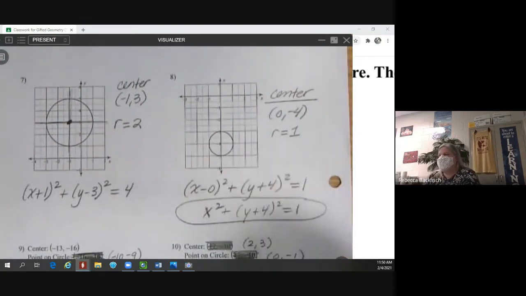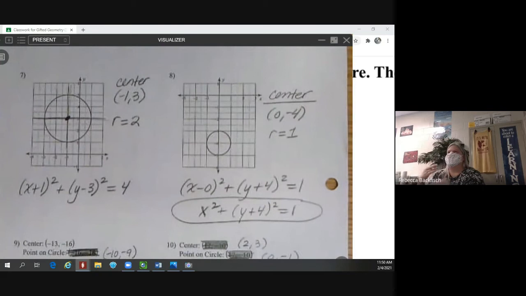Don't forget, sometimes, and I think this is one of those not misunderstanding, but just not thinking, people will square 1 and get 2. Or try to square root 1 and get 1/2. 1 squared is 1, so the square root of 1 is 1.